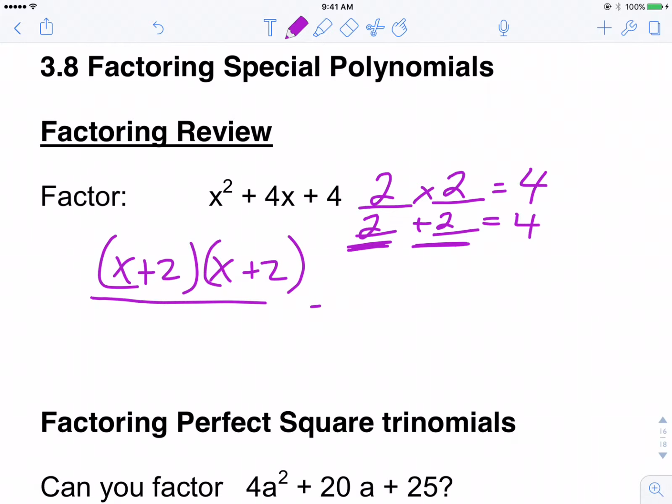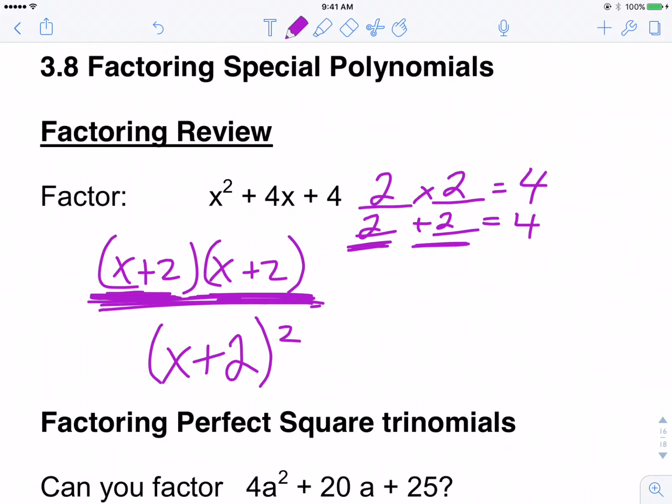This, though, looks a little interesting. This is one thing multiplied by that same thing again, which is actually x plus 2 squared. It's exactly what it means.